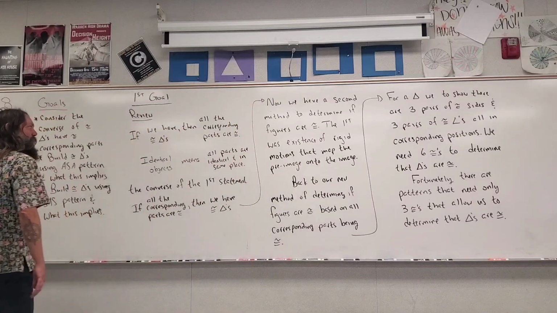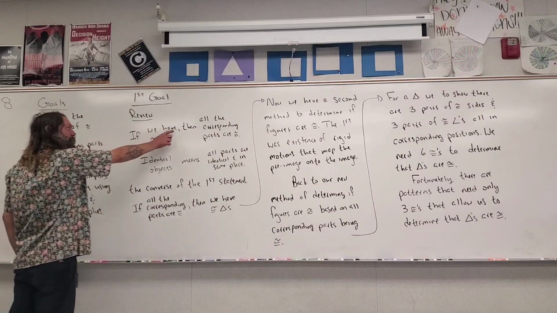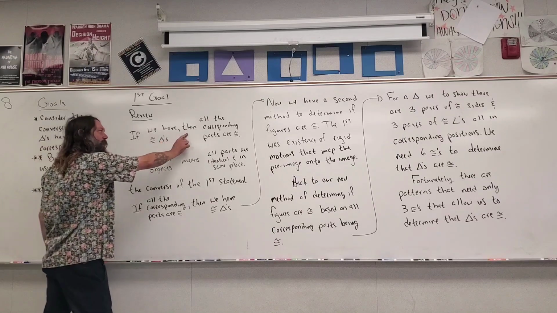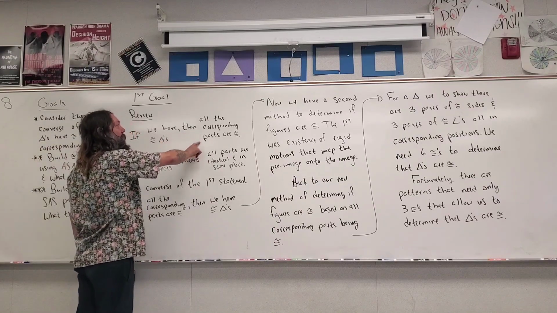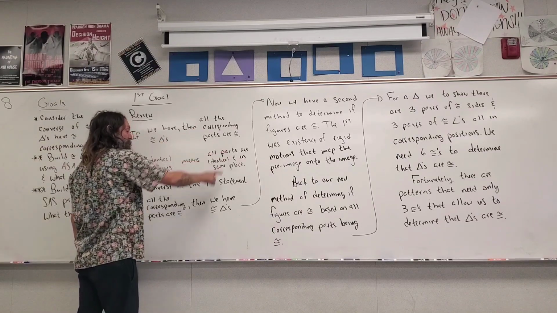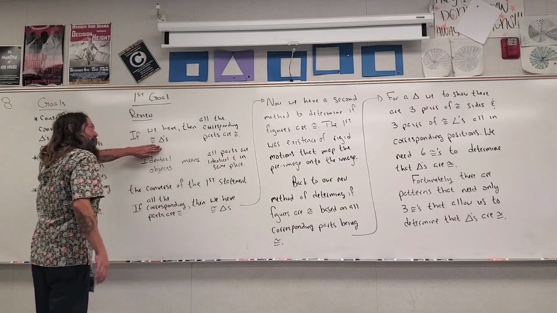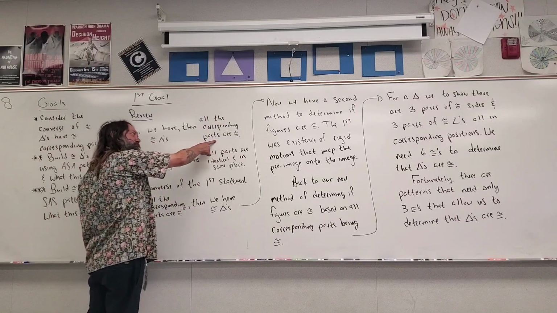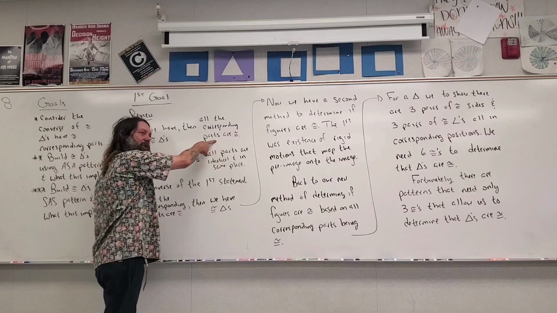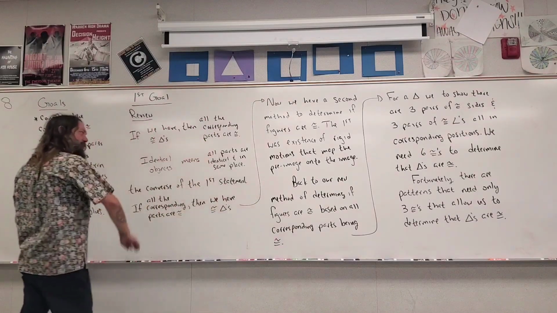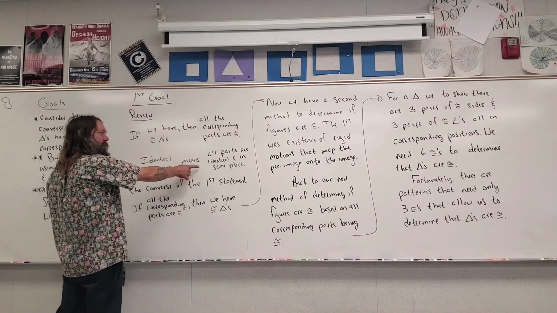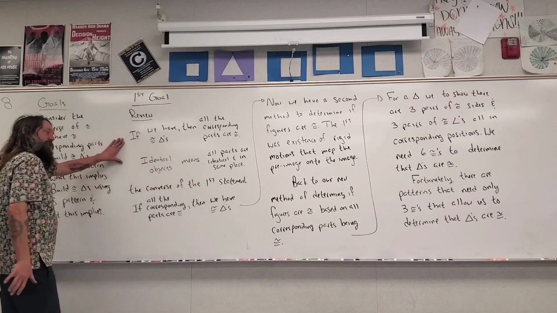All right, so our first goal, let's review this. If we have congruent triangles, then all the corresponding parts are congruent. So if I have identical objects, then what makes those objects must be the same and in the same position, right? So identical objects mean all parts are identical and in the same place. That's what this is saying.